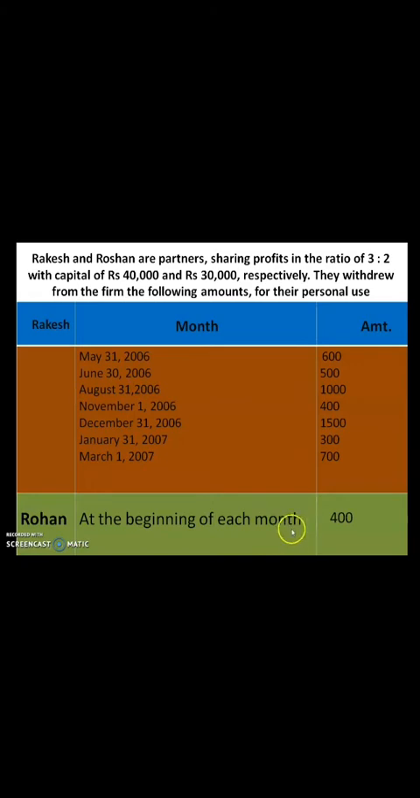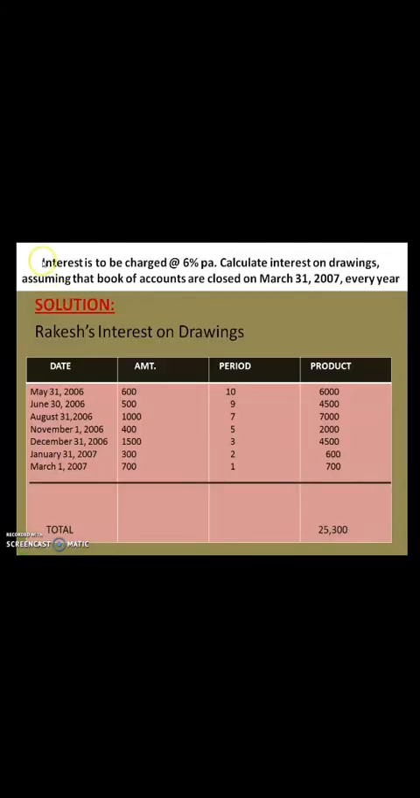So in this case, see, some more information is given. This is also a part of the question. Interest is to be charged at the rate 6% per annum. So interest rate is 6% per annum. Calculate interest on drawing, assuming that the books of account are closed on March 31st, 2007 every year. So you have to assume that the financial year ends on 31st March 2007 every year.